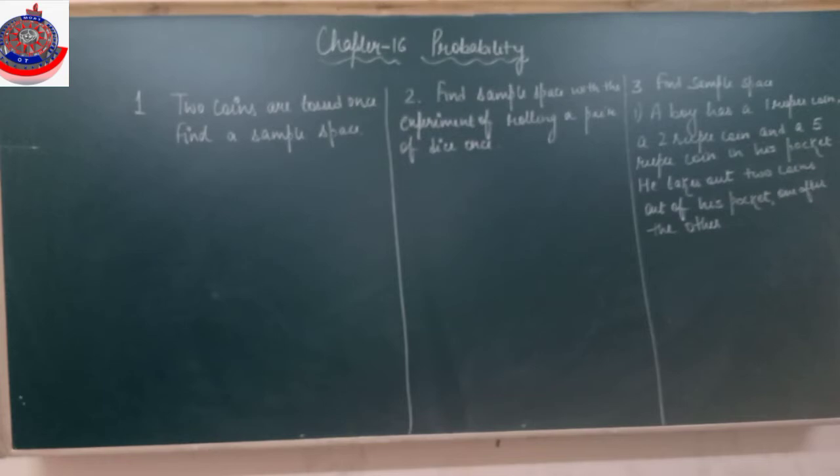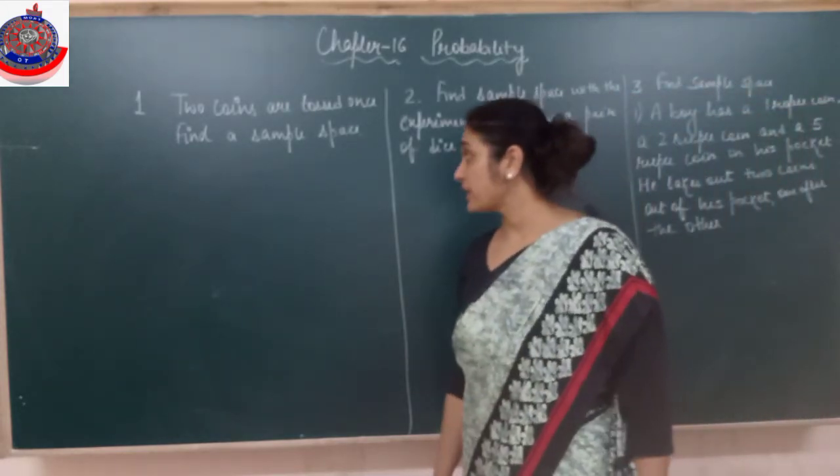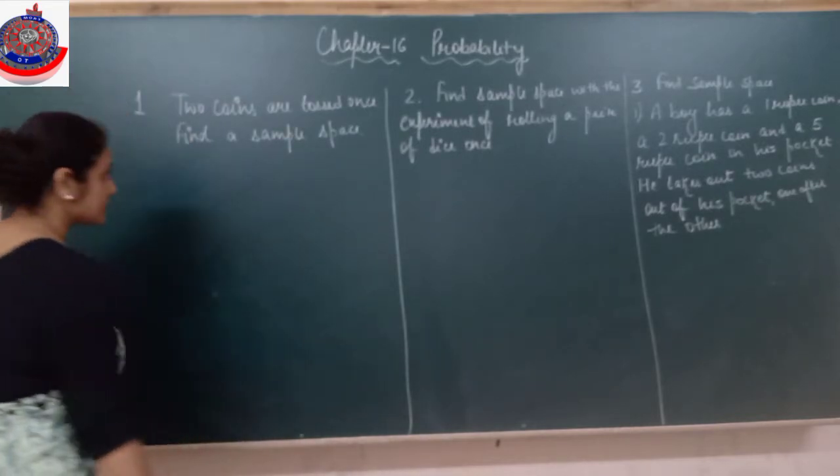Let's see some basic questions. Number 1, whatever we have done till now, the questions related to that. The first is: 2 coins are tossed once, find the sample space. 2 coins are tossed once.